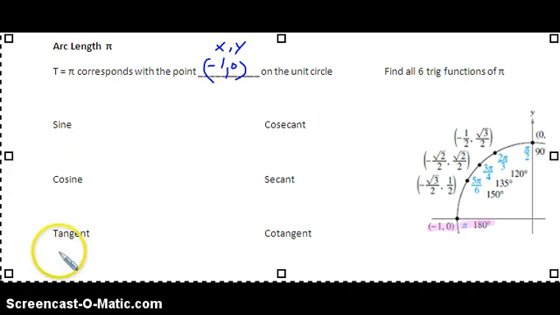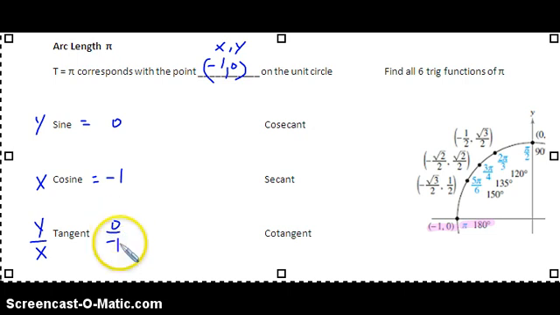Remember, if I'm asking you to find sine, cosine, and tangent, whoops, sorry, it should be y, x, and then y over x. So the sine would simply just be the y value, which is 0. The cosine would be the x value, which is negative 1. The tangent would be 0 divided by negative 1. 0 divided by negative 1 is 0. So those are pretty simple to get those answers.